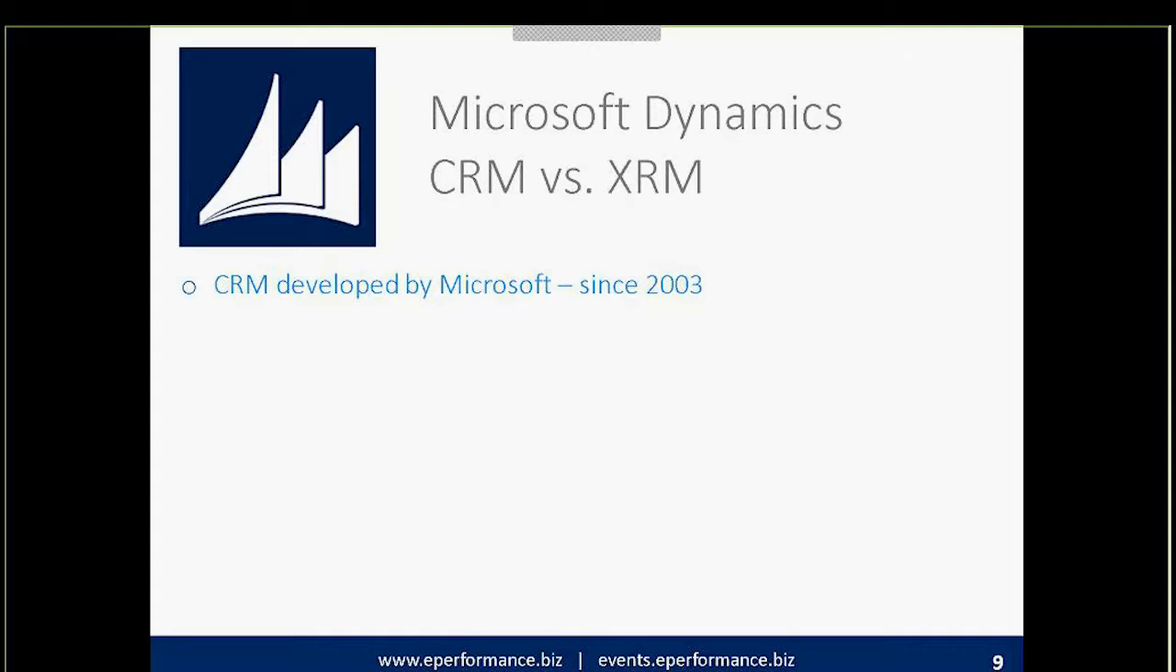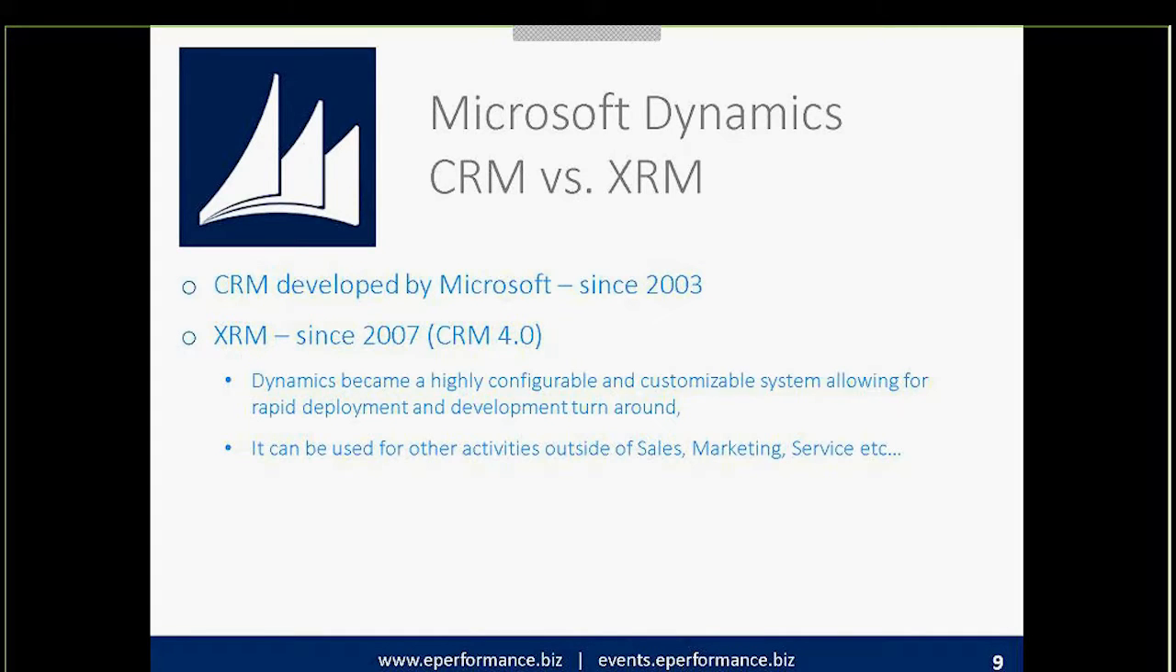So two years later, we get to Microsoft Dynamics CRM, and they like this idea, and they put something together that has this end goal, but doesn't really quite meet it in 2003. Really, since 2007, which is when CRM 4.0 came out, this is where you would have heard about XRM and Microsoft being very aggressive about using this concept, especially within their tools. So Dynamics actually became a highly configurable and customizable system at this point.